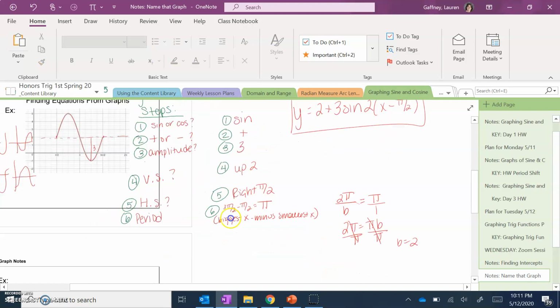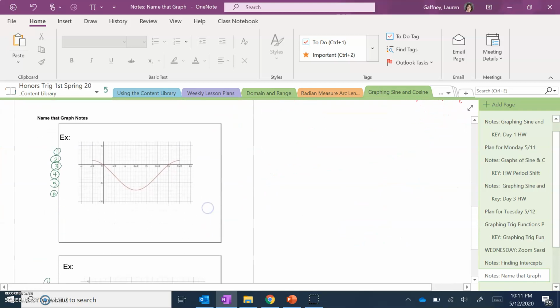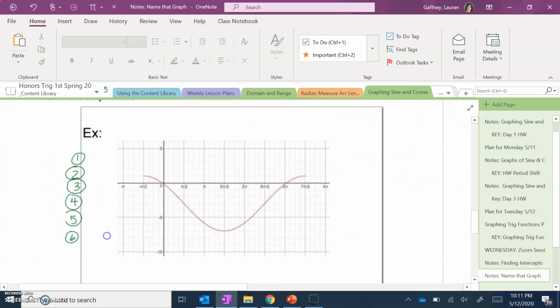Okay, let's do another one. Here I already have the pieces laid out. Once again, the order that you do them in really doesn't matter.